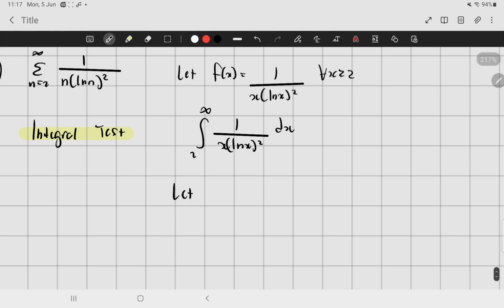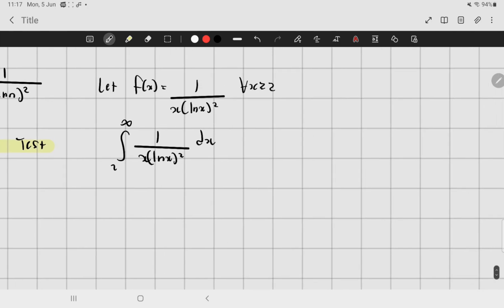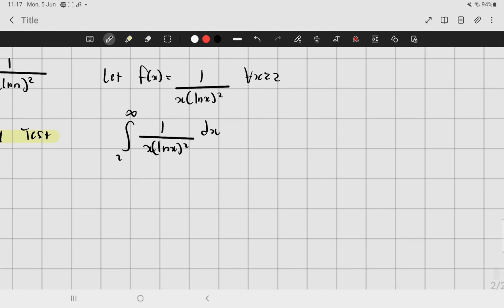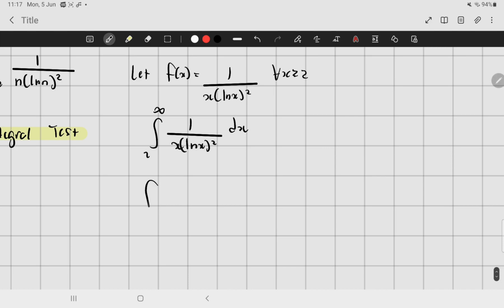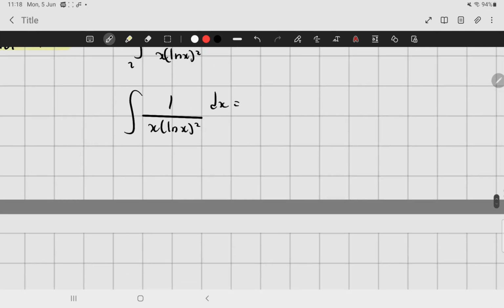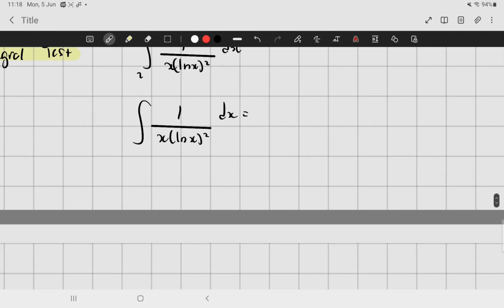Let u, yeah, I'm going to solve, oh god, what's the name? I forgot. But I'm going to solve the integral without the bounds. The integral of 1 over x ln x squared dx. Oh, sorry. Indefinite integral. We were solving an indefinite integral first.